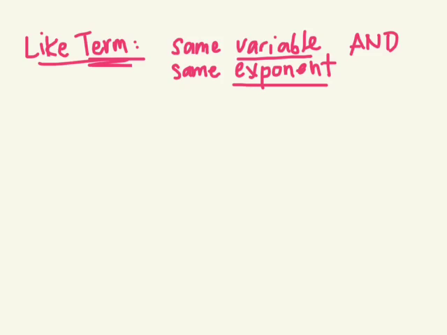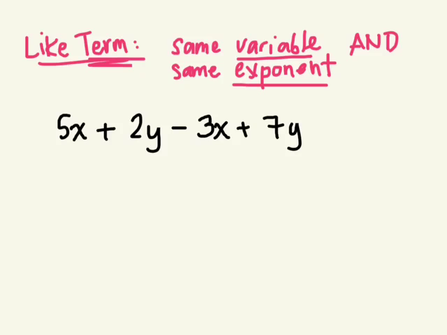So for example, if I write this expression, 5x plus 2y minus 3x plus 7y, how many terms are in this expression? Each term is separated by addition or subtraction. So how many terms are there? Good, there's 4.